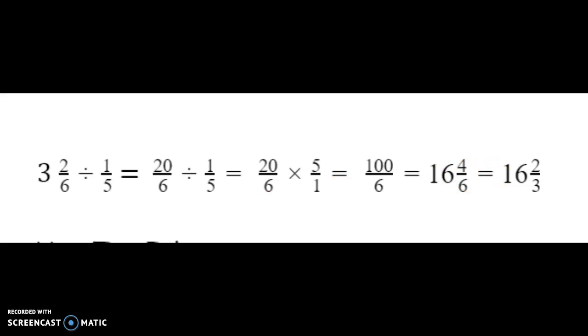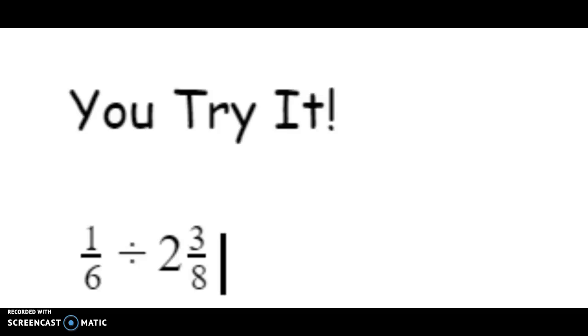One more, you try it. Here we go: 1/6 divided by 2 3/8. Notice in this you try it, the 2 3/8 is in the second position. It doesn't matter because the first step simply says to change all mixed numbers into improper fractions.